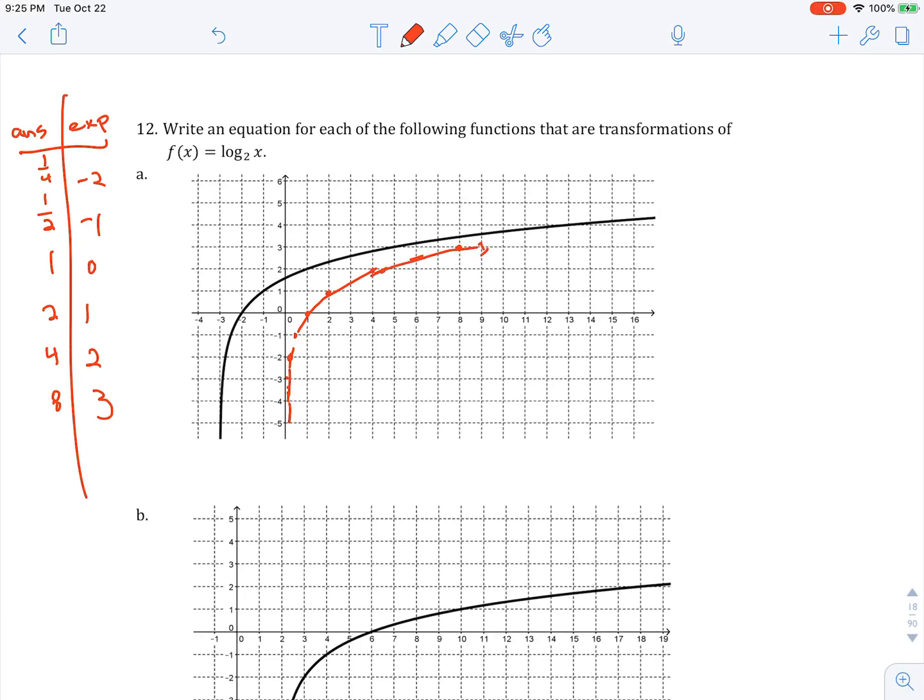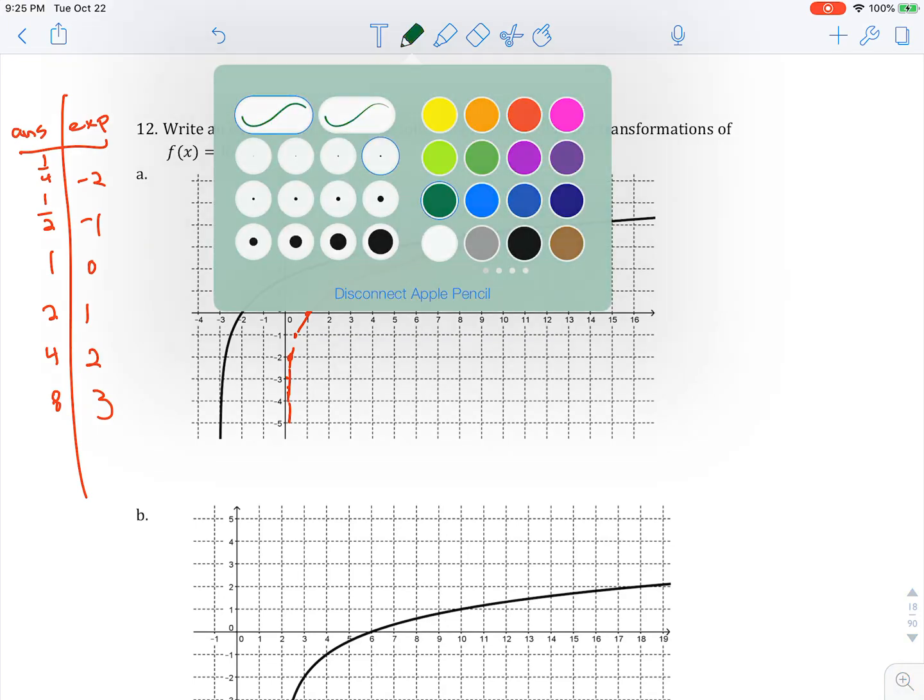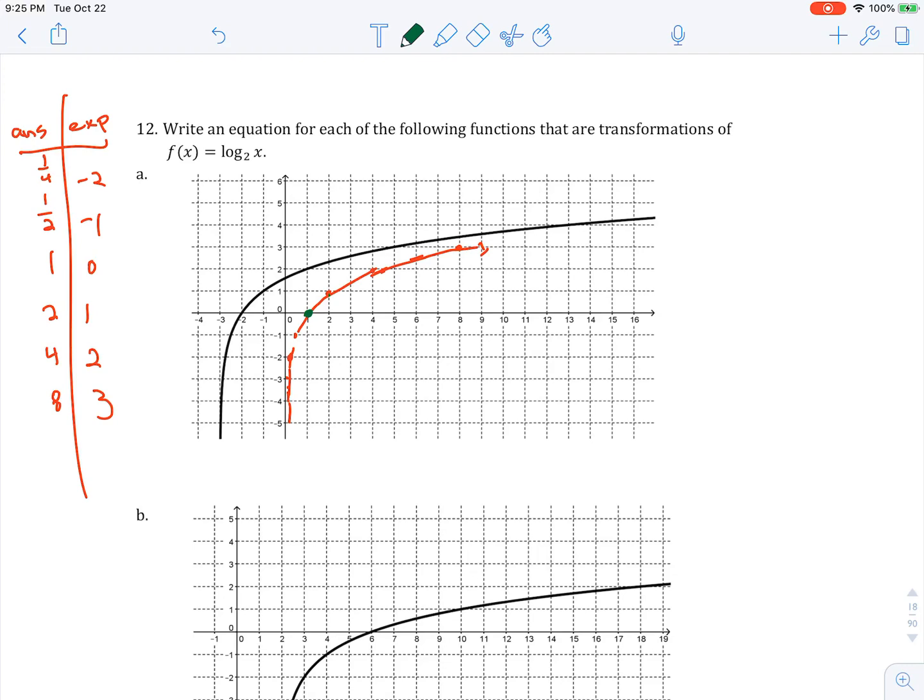Okay, so now we're wondering what's happened here. It looks like the exact same graph, but all of these points have moved. So I like to highlight the ones that I know exactly. So I'm talking 1, 0, 2, 1, 4, 2, and 8, 3. When I look at some obvious ones, it looks like these two match up, right? And those two match up. So this looks like a shift of left 3.